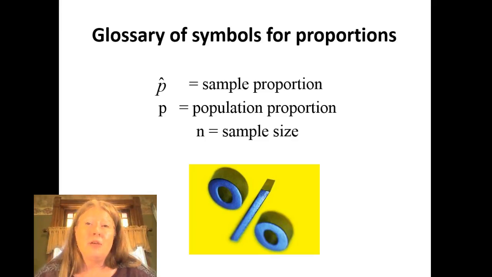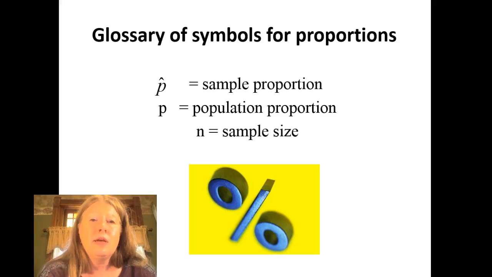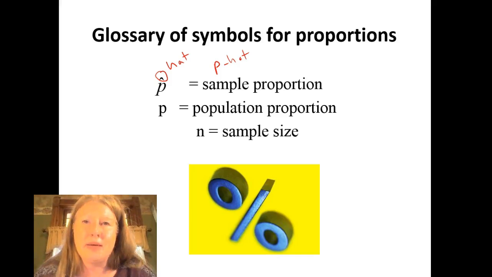It's important, again, to know some symbols here that relate to proportions, and I've already talked through a lot of these, but I wanted to have this slide here for you to refer to later. So make sure you understand that if you have a sample proportion, it's a P, and it has this little symbol on top. We call this a hat, so H-A-T. So sometimes we might say P hat, and that means the sample proportion. P is the population proportion, and N is our sample size.